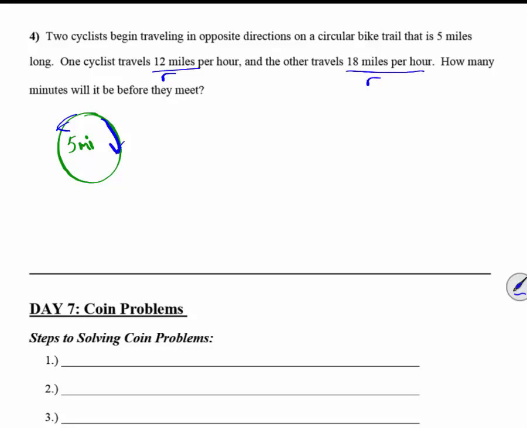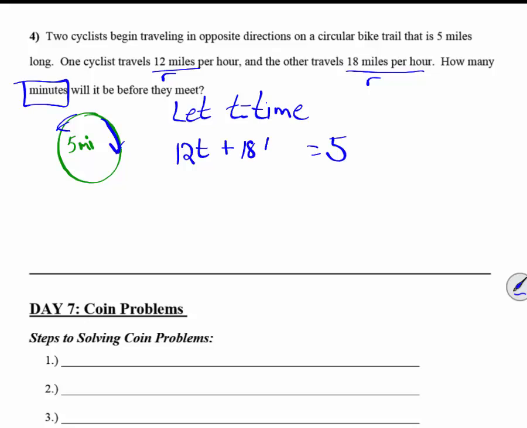And we want to know how many minutes it will be. Okay, we need to know how many minutes. So I'm going to find it as hours, and then I'm going to change it into minutes, because I think that's a little bit easier. So we're going to let t equal time. We know the total distance is 5. We know that the first cyclist is going 12 miles an hour, so rate times time, plus the second, 18 times time. So that's going to give me 30t equals 5.